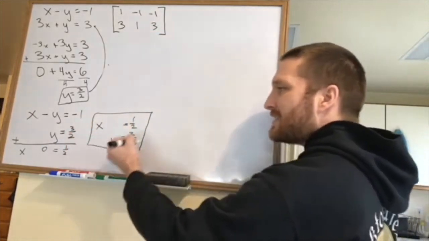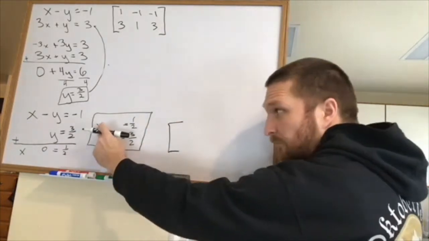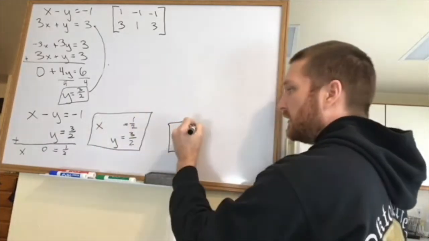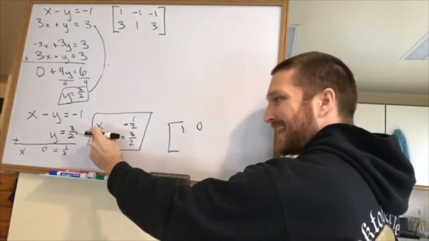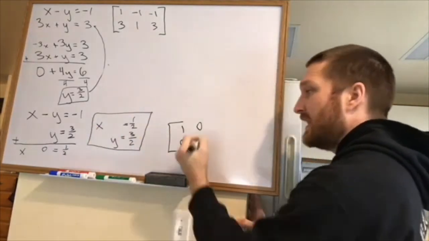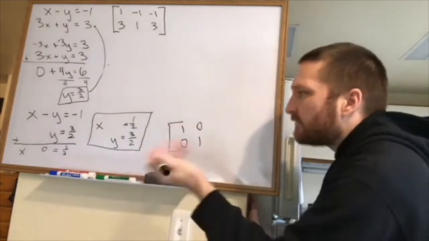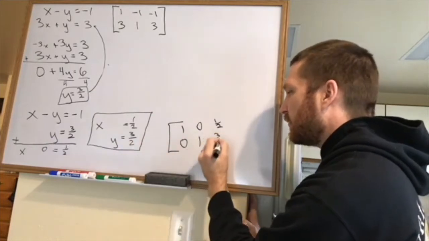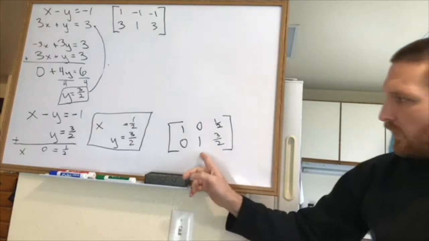And if I were to write this in matrix form, what I want is a 1 in the first, because that's the X place. There's a 0 here in the Y place. I want a 0 for the second equation in the X place and a 1 for the Y place. And then it should equal whatever it equals. In this case, it should be 1/2 and 3/2. This is my goal, right?